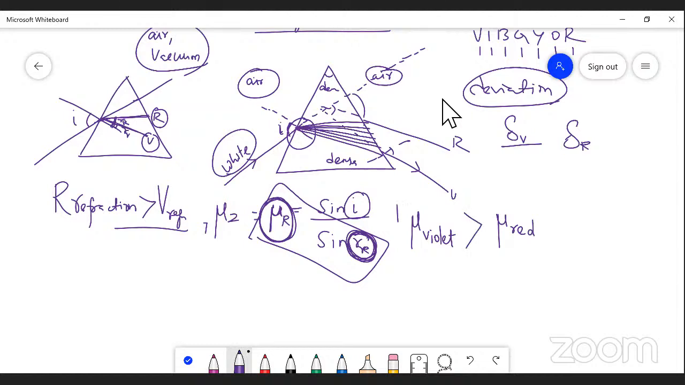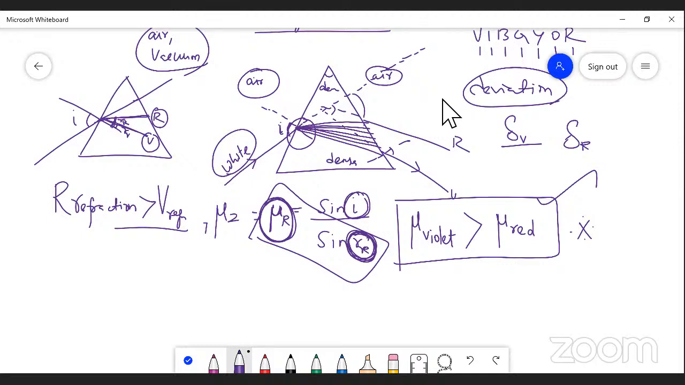It is very, very important. The refractive index of violet is maximum. According to Snell's law, mu is equal to sin i by sin r from one medium to another, rarer to denser medium. Sin i is the sine of the angle of incidence, and r is the angle of refraction. Which one has the maximum refraction? Red color has the maximum refraction. The angle of incidence is the same for all colors, so it is a constant.